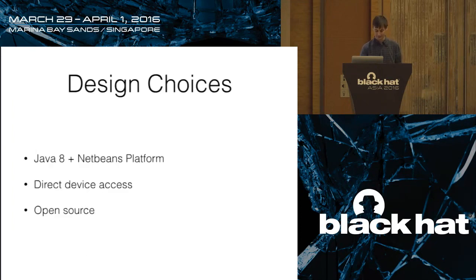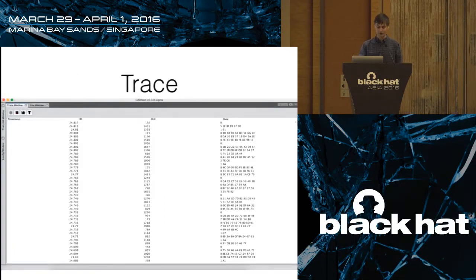So from that, there were some design choices that happened. I ended up going with Java, and the reason is if you want to do a cross-platform graphical tool, you don't have many other options that are good. Tried a lot of different things and settled on Java. It has direct device access, so instead of using something like SocketCAN, it's actually talking right to the hardware. And of course, it's open source, and you can mess around with it and make improvements or whatever you wish to do.